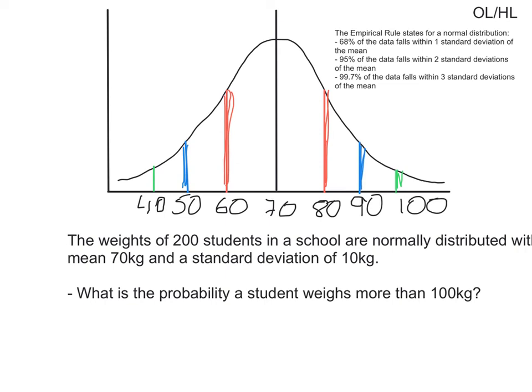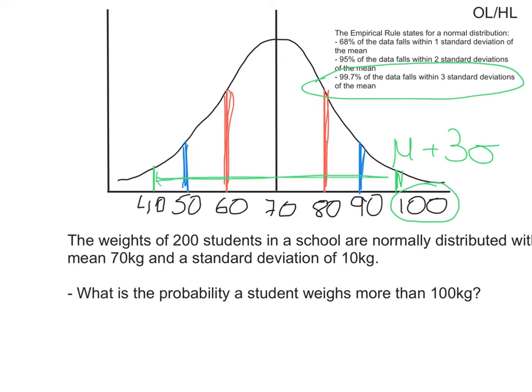What is the probability a student weighs more than 100 kilos? From our diagram, we can see that the 100 kilos is at mu plus 3 standard deviations. From point 3 of the empirical rule, we know that 99.7% of the data lies between plus and minus 3 standard deviations of the mean. This means the remaining area on the left hand side of the distribution and the right hand side contains 0.3% of the data.